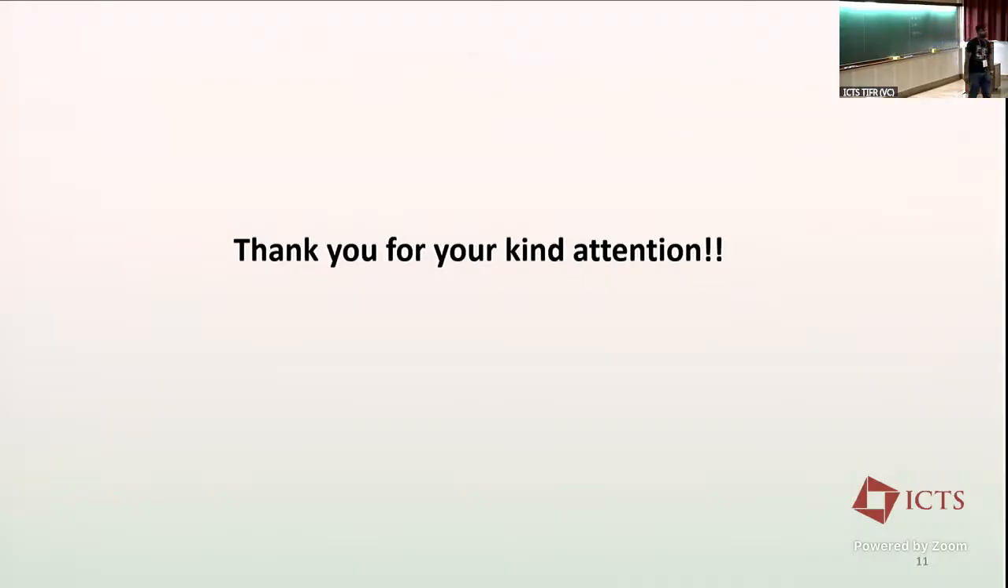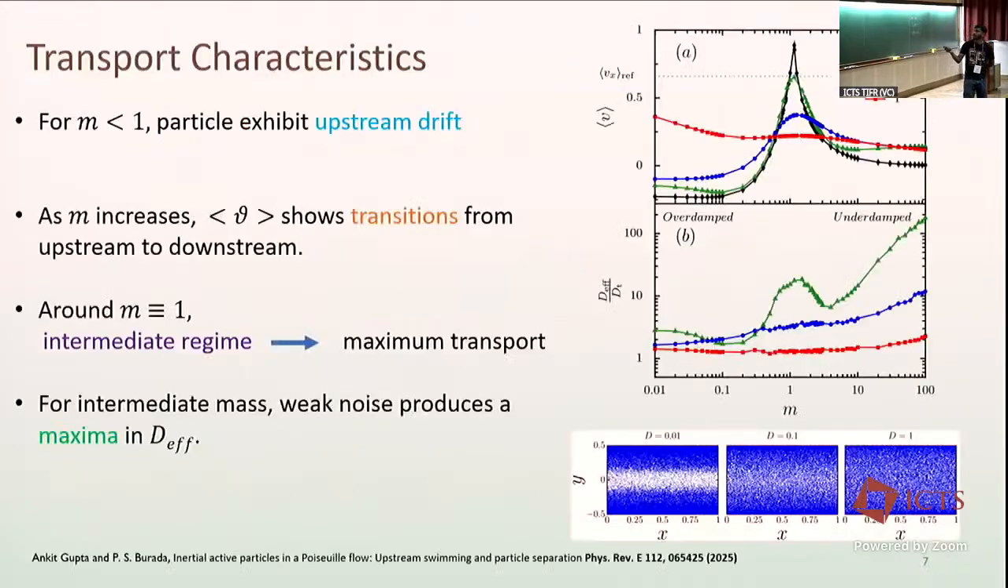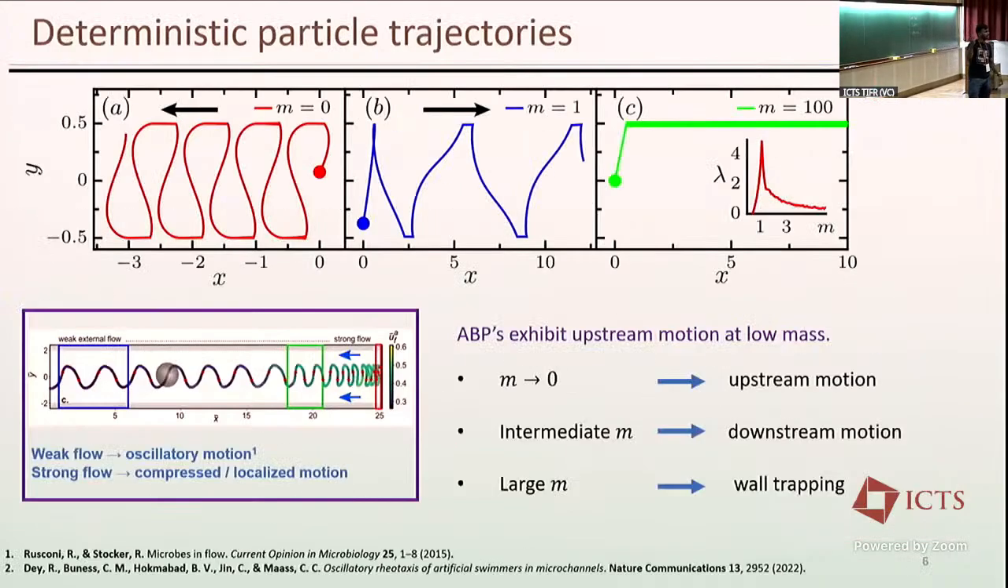Is it possible to physically understand the transition? I really didn't understand why for very large M it should go to the wall. Okay, so you are asking why it is showing up? Yeah, like the green curve, I didn't understand.